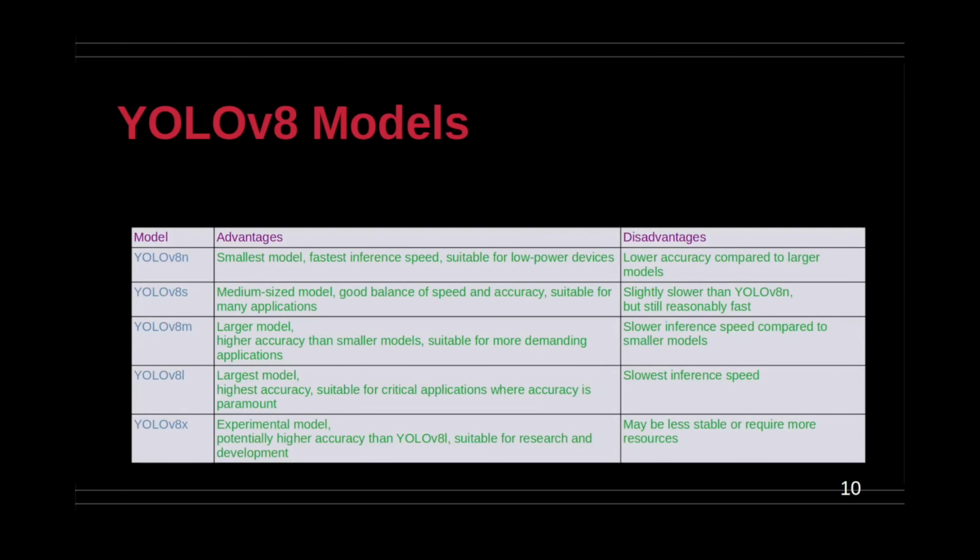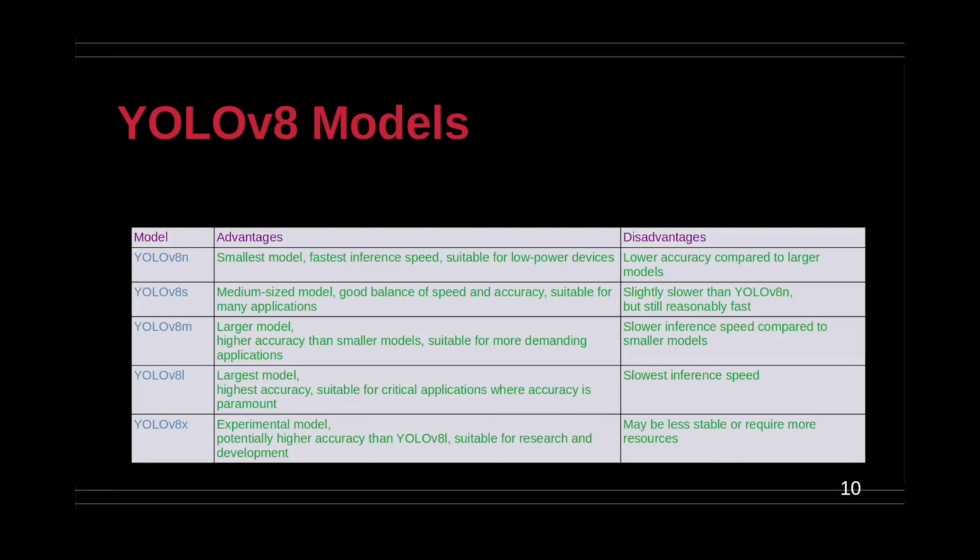Key considerations when choosing a model: speed. If you need near real-time performance, consider smaller models like nano or small. Accuracy. If accuracy is the most important factor, choose a larger model like large or experimental. Hardware. The capabilities of your hardware, CPU or GPU, will influence your choice. Larger models may require more powerful hardware.